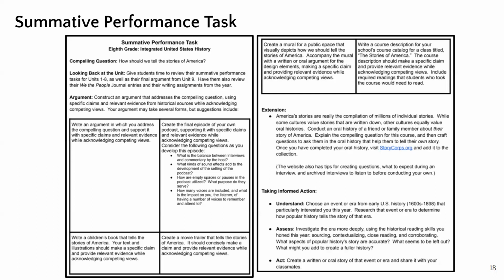And finally, to take informed action, we're asking students to research an event or era from the course that particularly interested them. So to go back and to dig into something that they found really interesting and consider how popular history tells the story of that era. And then to assess what they might add or change to tell a fuller history. And finally, to create a written or oral story of that event or era and share it with classmates.